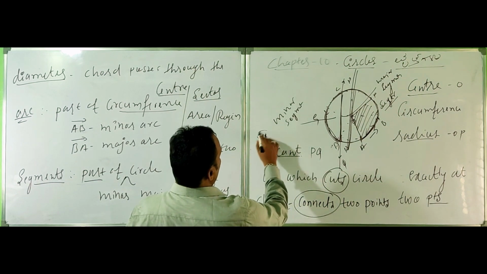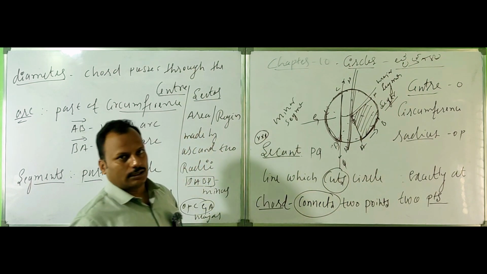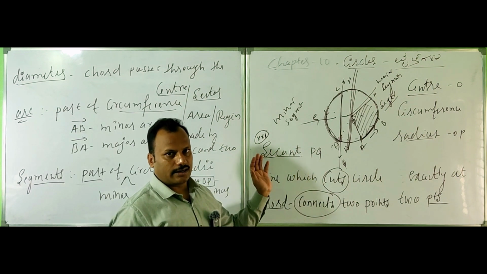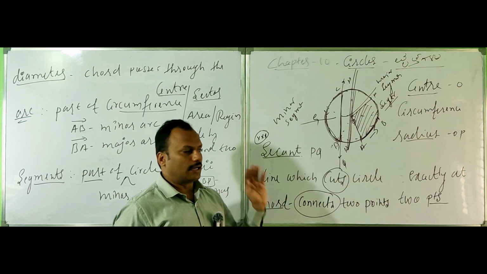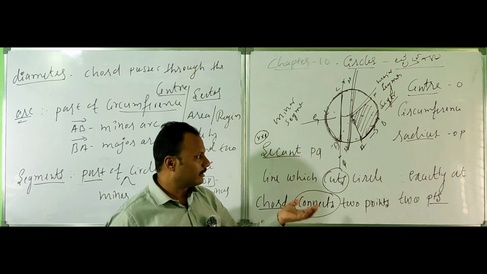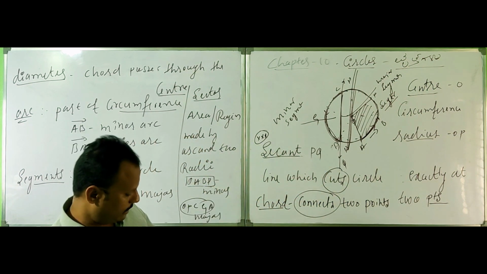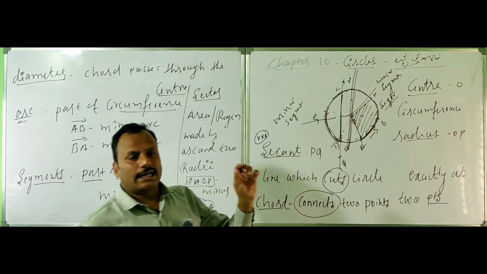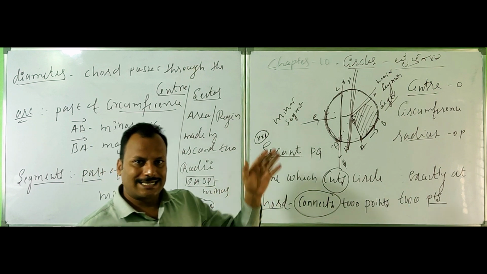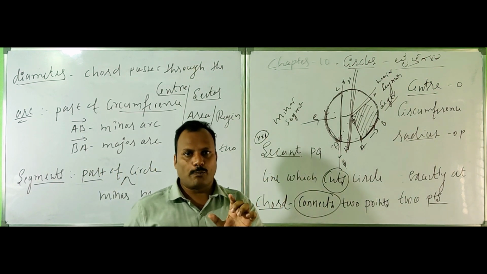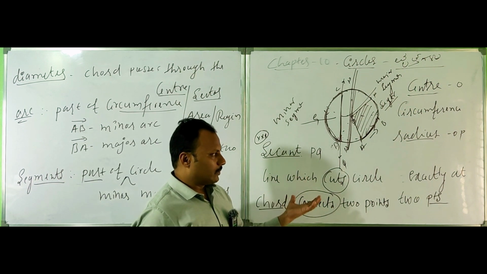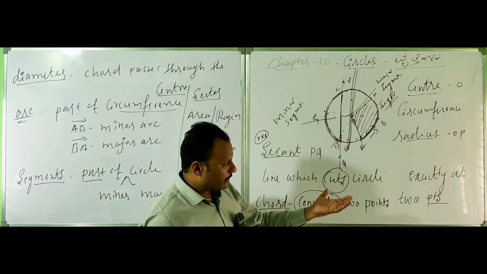because it's a new concept we are learning. Secant means secant to the circle, like the tangent to the circle. The secant PQ is a line segment or line that cuts the circle at two points.